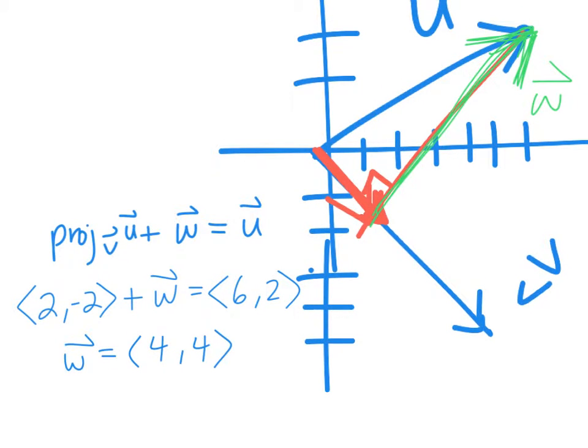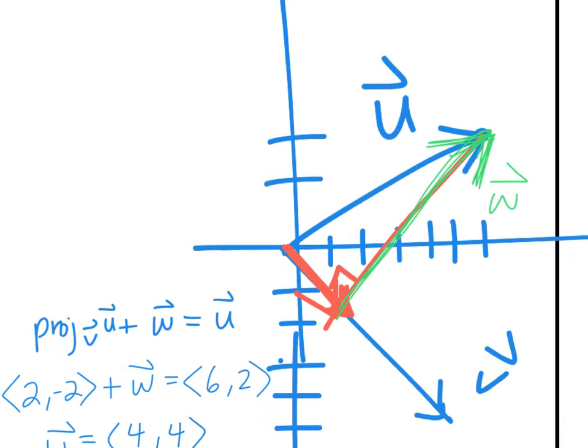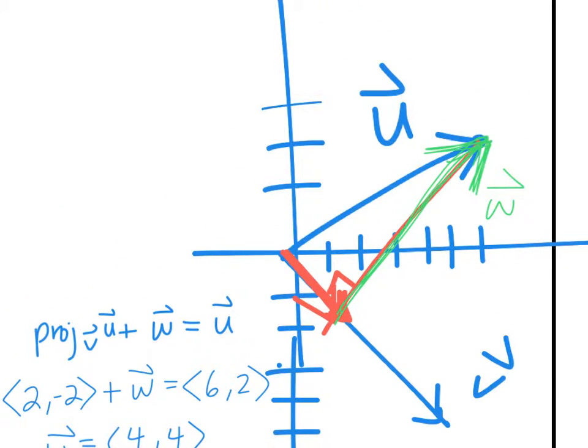All right, let's see. Is 4, 4 really the answer? You guys all understand how I got 4, 4, right? Okay, so let's look at where 4, 4 is. I'm going to put this in yellow. 4, 4 is this one. The question is, are the yellow and the green the same vector?